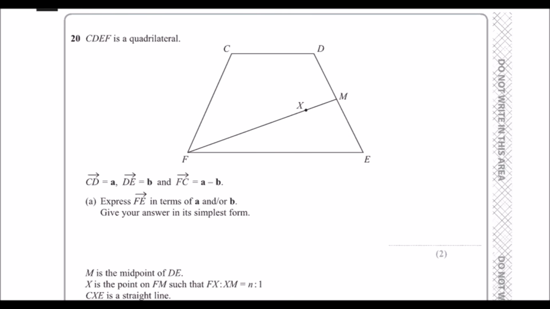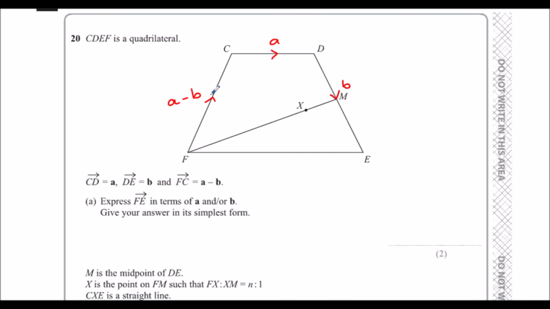Question 20. CDEF is a quadrilateral. C to D is called A. D to E, the whole of D to E, is called B. And F to C is A minus B.